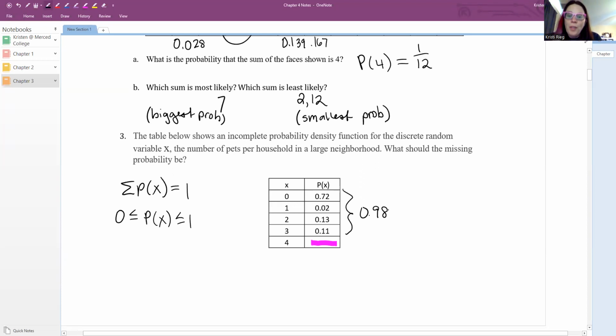And I know the whole thing has to equal 1. So a quick way to think about this, if I know I have $1, here's 98 cents. How much is left? Well, there's 2 cents left, 0.02. 98 cents plus 2 cents equals $1. It's not always quick. It's not always money. It's not always something you can do in your head.